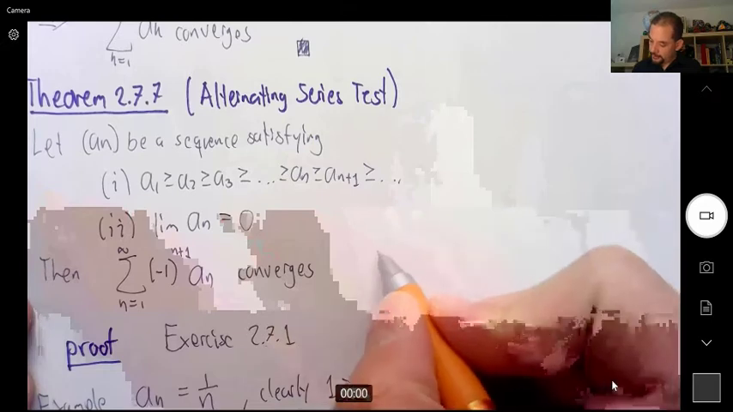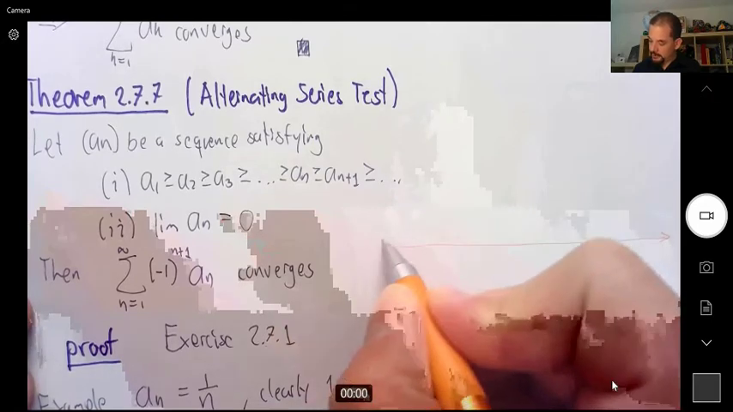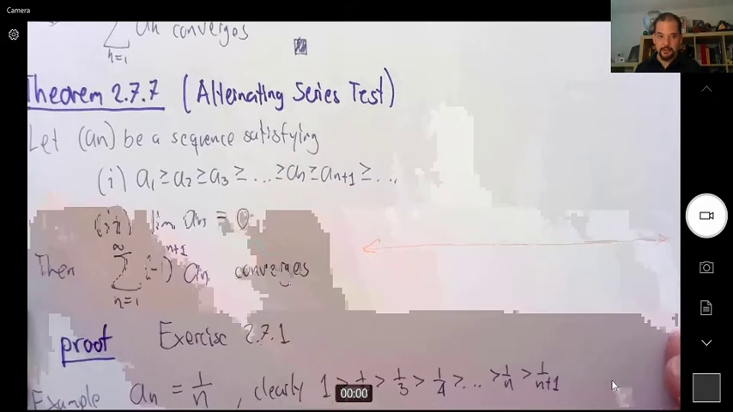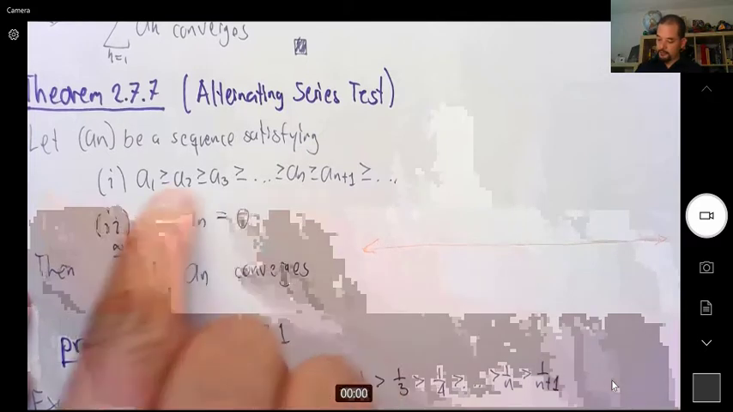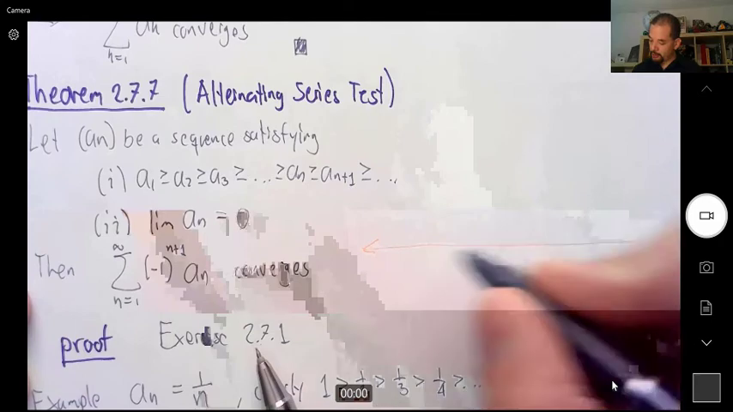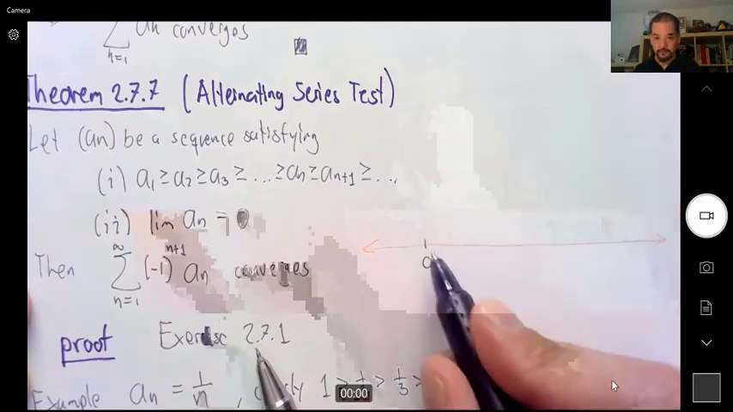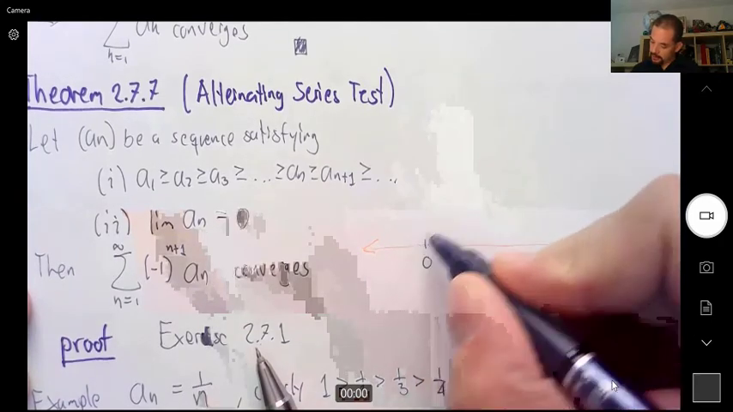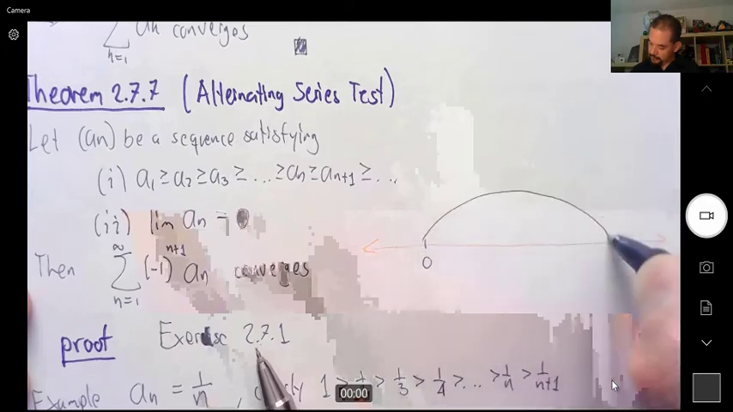Let's try to do a picture of what's happening here. So here's the real line, yes? And you start with A1, right? So in this series, the first thing you do is you add A1. So here's 0, right? And then you're jumping A1 units this way, A1, right?